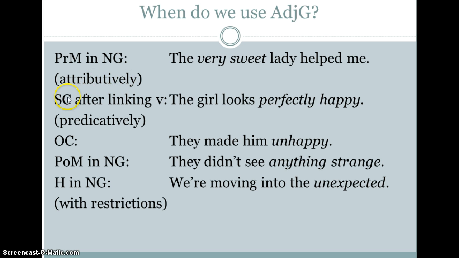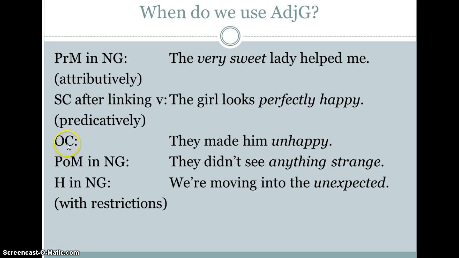We can also have adjective groups as subject complement after linking verbs. The girl looks perfectly happy. The adjective group is perfectly happy. Happy is the head, perfectly is the pre-modifier. Since it's used as a complement, we say it's used predicatively.